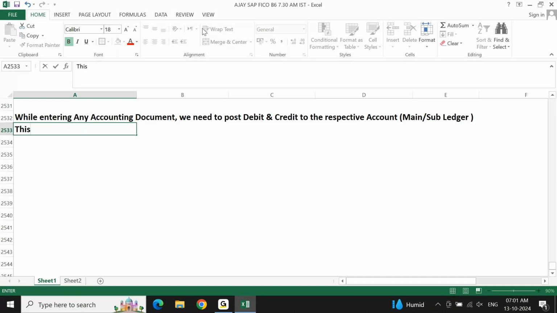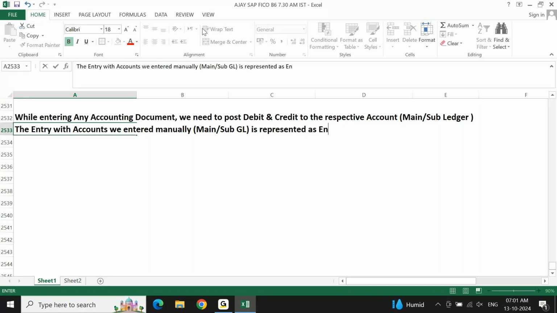Now, the entry with accounts we entered manually, main or sub GL, is represented as entry view in SAP.